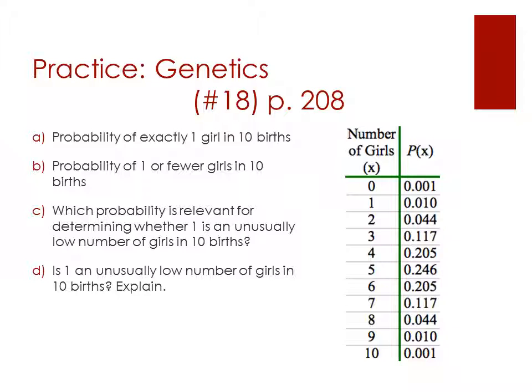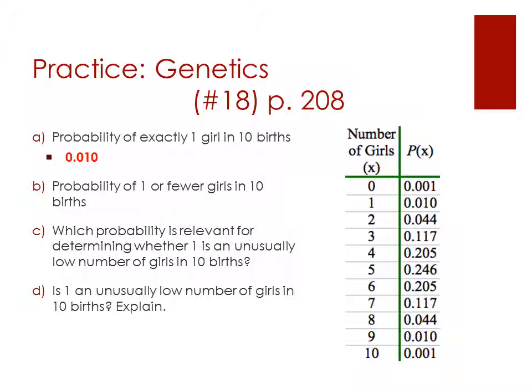Okay, so first of all, part A, probability of getting exactly one girl in 10 births. Okay, that is going to be 0.010, right? It's exactly what we're talking about. Now, the next part B is probability of getting one or fewer girls in 10 births. So, remember, now we're getting fewer girls, right? So, when we're looking at that one, what we're really looking at is the probability of one or more.